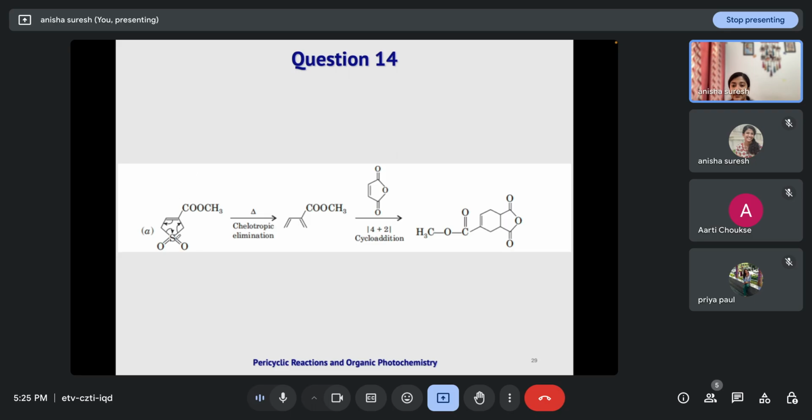As you can see, first a cheletropic elimination reaction will be taking place where SO2 will be removed and we will get this diene. This diene can undergo a 4 plus 2 cycloaddition reaction with this dienophile, CO2CH3, and here secondary orbital overlapping we can consider. So it will follow the endo rule, and hence the product that will be formed will be this, with CO2CH3.